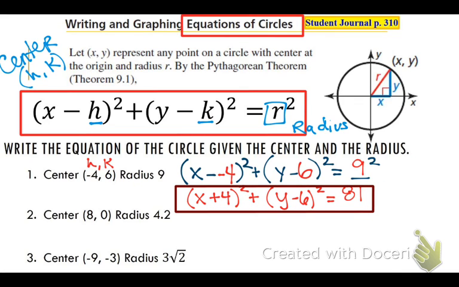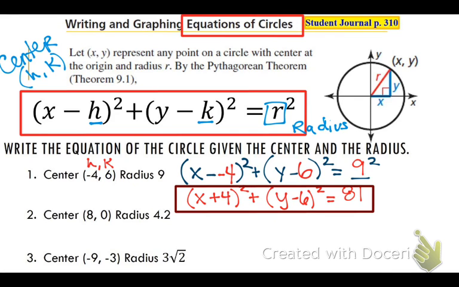The center will always be the opposite signs of what's inside of the parentheses. So the center of this one is (-4, 6). It's because when you plug it in, it looks the opposite of what it actually is. And then you're going to be asked to find the radius. So you'll take the square root of what's on the right side of the equal sign. So that's all you're going to be asked to do. We're just doing this to kind of practice.